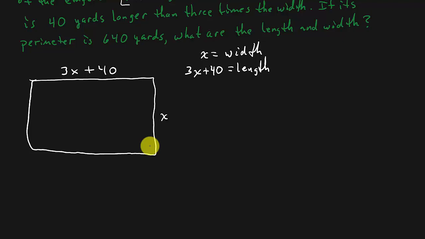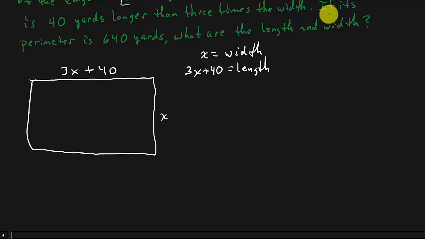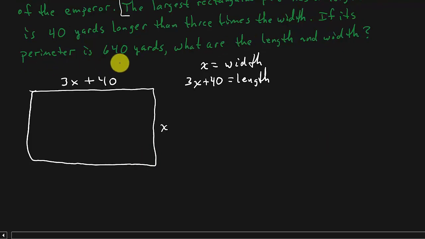So now, what else does it give us? It says, if its perimeter is 640 yards, so that means the distance all the way around is 640 yards. Okay? So we know this side's x, and we know this is 3x plus 40, right? Because this side is the same as this one, and this side is the same as this one.